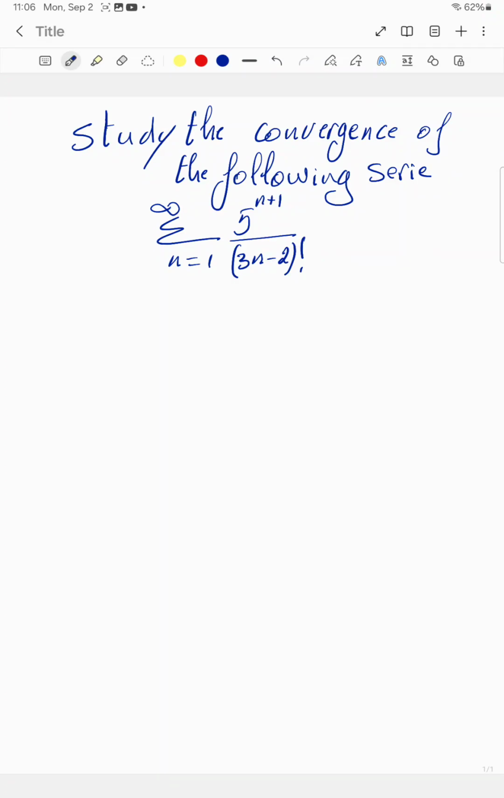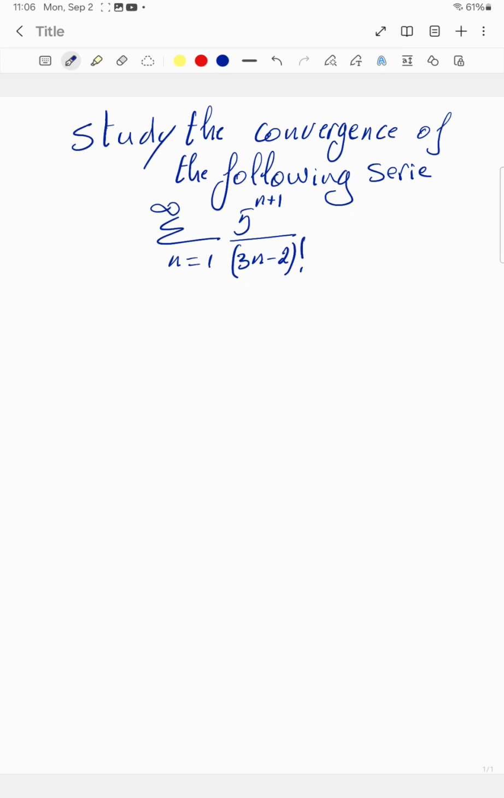In this video, we will study the convergence of the following series, which is the sum of n going from 1 to infinity of 5 to the power n plus 1 divided by (3n minus 2) factorial. Looking at this series, it has a factorial in it. And usually when we have a factorial, the ratio test is effective with such series.